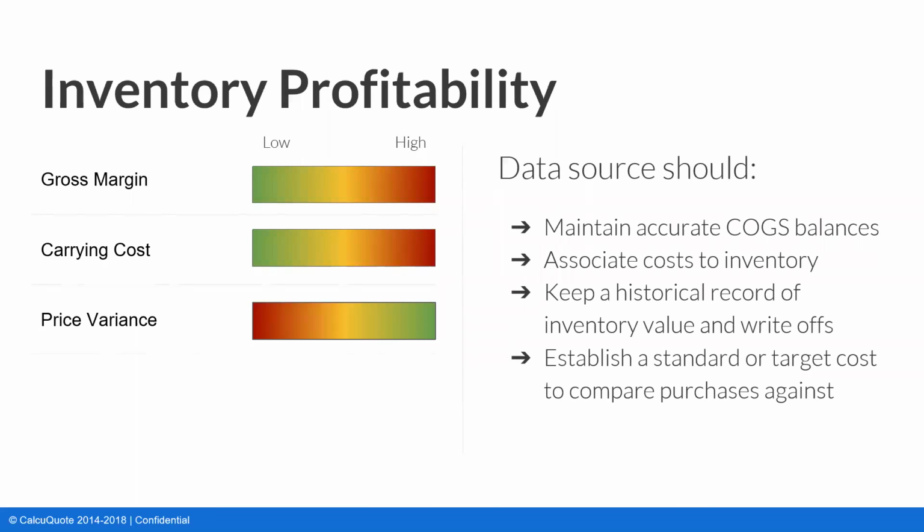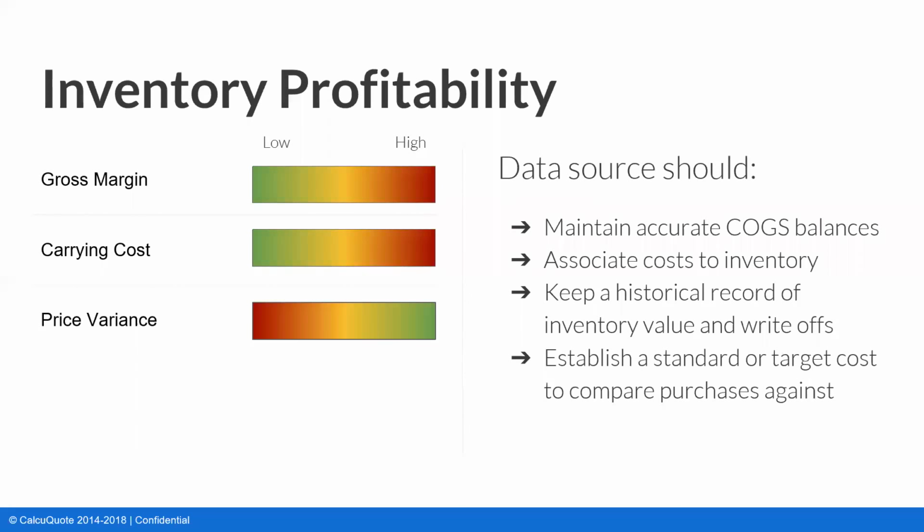In terms of what your data source should be able to do, the first point there is maintaining an accurate cost of goods sold balance, which we talked about already, and associating cost to inventory and keeping a historical record. The last point, which is kind of new, is if you can have a system that keeps some kind of standard or target cost to compare purchasing against, that would be a really powerful thing in order to be able to track these metrics. Now, one thing I'll say here is that, especially for contract manufacturing, most of you are probably aware that the price will fluctuate, right?